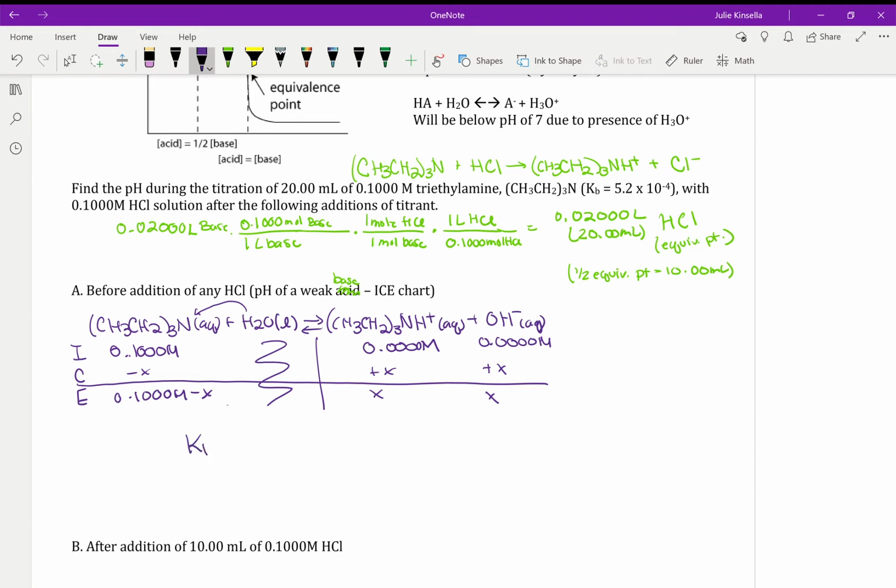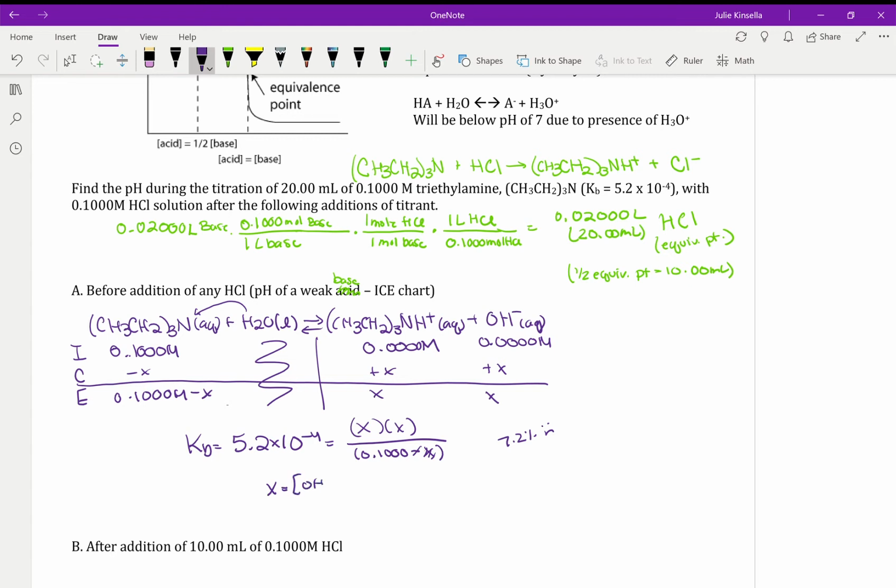So we're going to use our Kb that was given to us, 5.2 times 10 to the negative 4. That is going to be equal to x times x, or x squared, over that 0.1. And again, I'm going to simplify it. I will tell you right now when we go to find it, we're going to get 7.2%, which is not less than 5%. But again, you could go ahead and use the quadratic for those of you that want to do that.